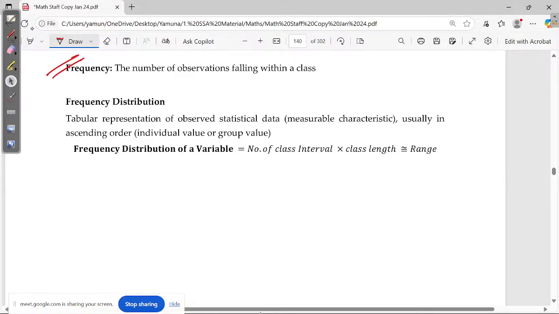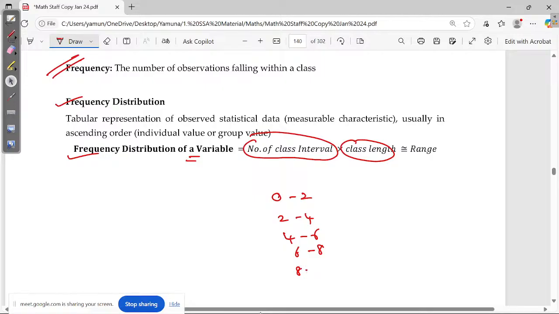See what are the things we have discussed here. Frequency distribution done. Frequency distribution of a variable is how many class intervals you have and what is the class length. For the last class interval, we were taking 0 to 2, 2 to 4, 4 to 6, 6 to 8 and 8 to 10. What is the width of the class interval here? It's all 2. How many class intervals do I have? 1, 2, 3, 4, 5.